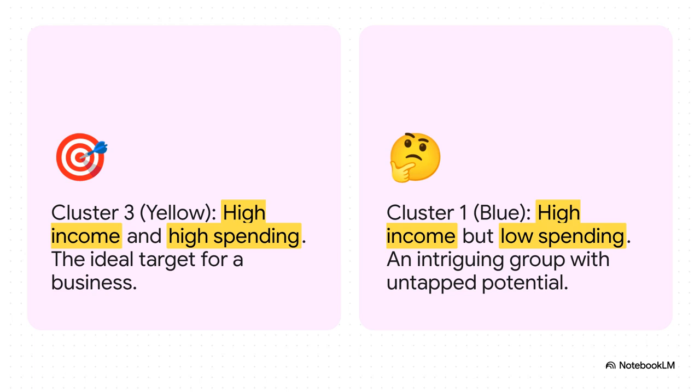But then, look at that blue group. High income, but they're not spending much. Now that is an interesting puzzle. Why aren't they spending? Are they unhappy? Do they just need a little nudge? That group is pure potential.